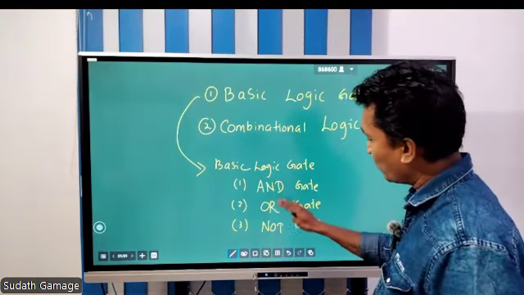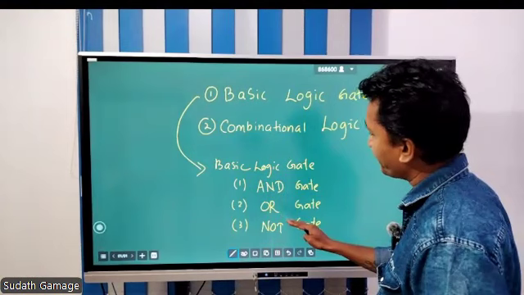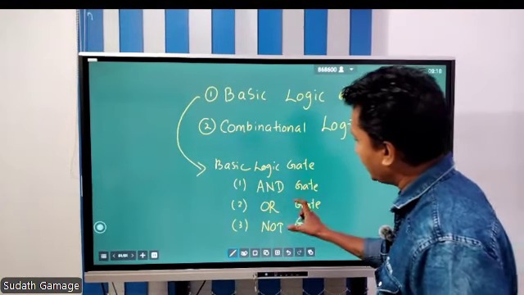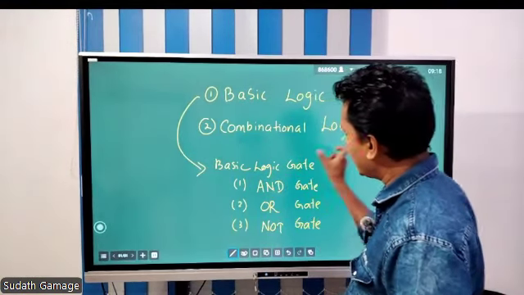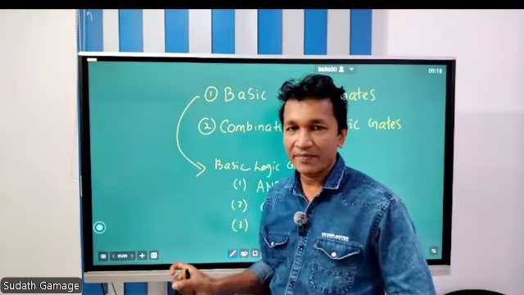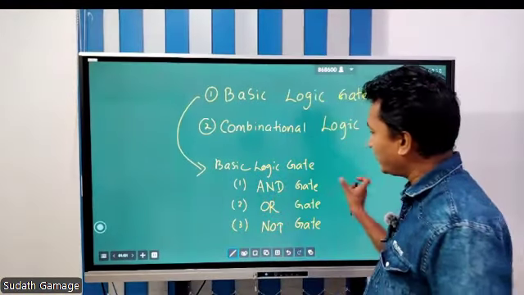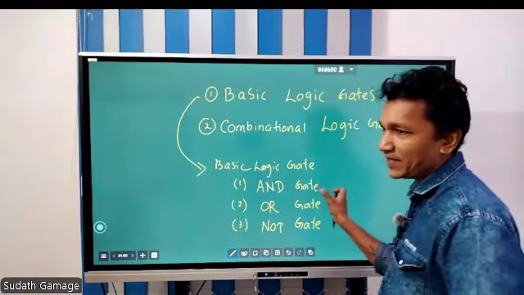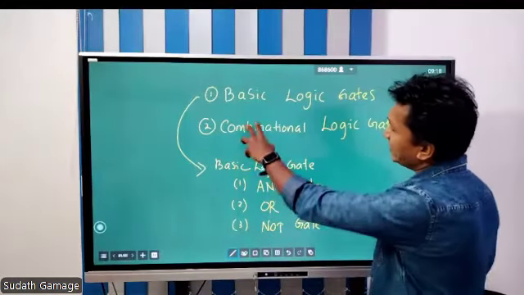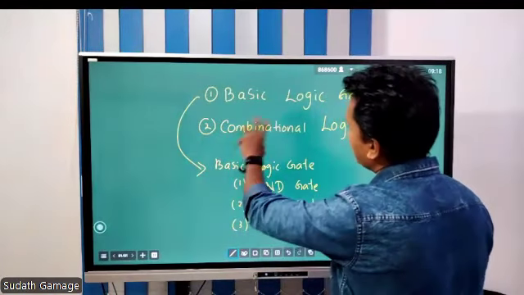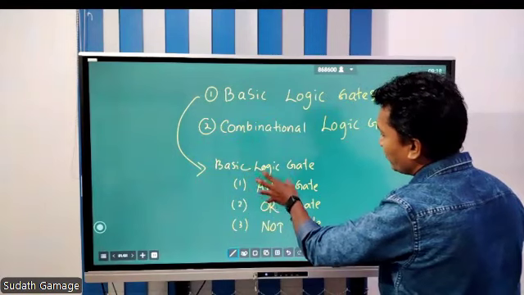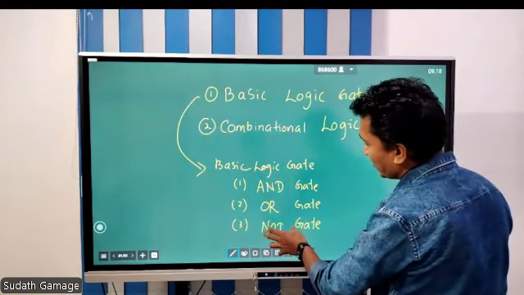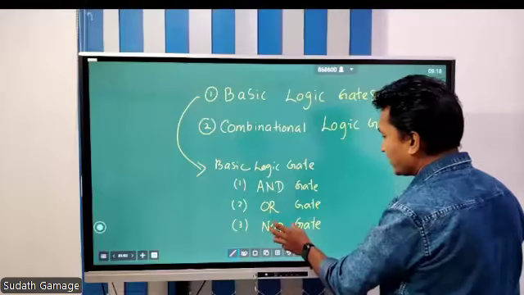AND gate, OR gate, NOT gate. And we should know the relevant truth table for the gate and the relevant symbol. So the meaning of combinational logic gates is, let's say, an AND gate and a NOT gate, or an OR gate and a NOT gate.